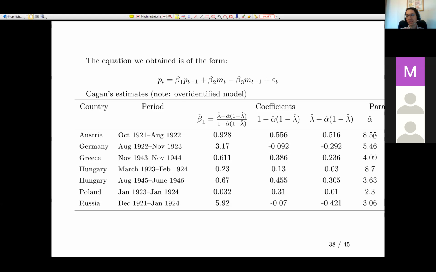So this is the value of alpha that we deduce, and then we can deduce the value of lambda too. But don't waste too much sleep on this. This is just to show you his exercise. In Cagan's view, it looks like in Russia and Germany there was really hyperinflation, meaning that the price level exploded without a corresponding change in money supply. Whereas in the other episodes, there was a great increase in money supply that explained the increase in prices too.